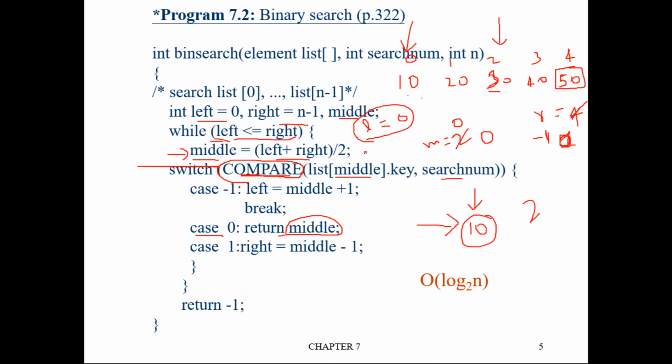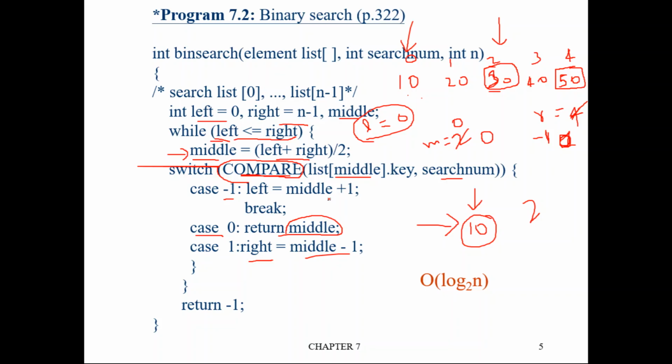If the middle value is greater than the number that you are searching, then it will return 1. In that case we are making right equal to middle minus 1. If the value at the middle location is less than the number that you are searching, then it will return minus 1. In that case we are making left equal to middle plus 1. So this is the logic.